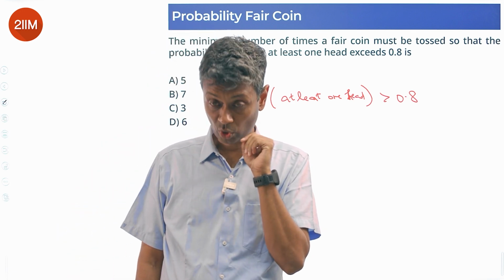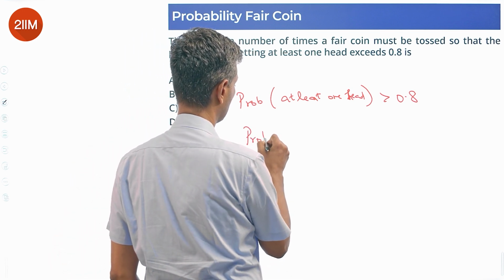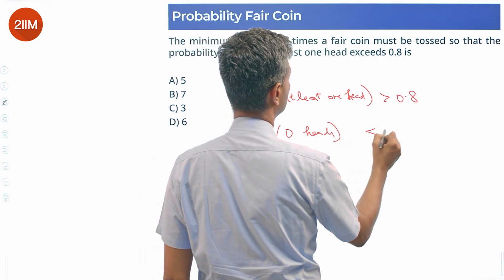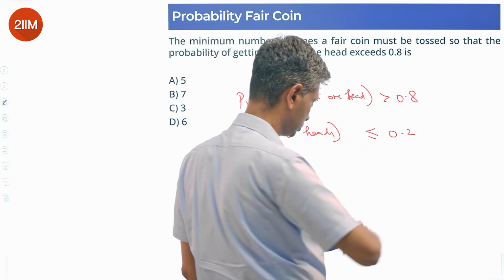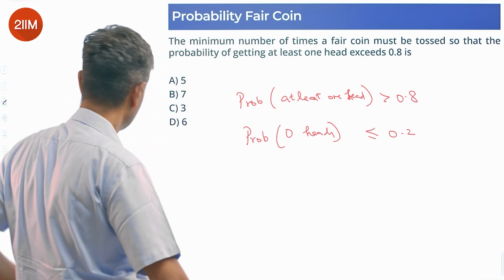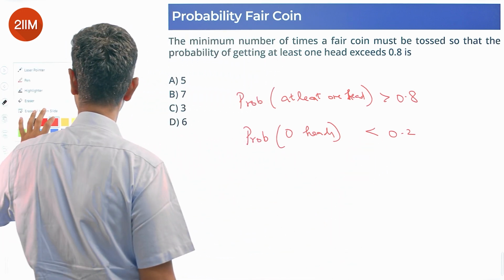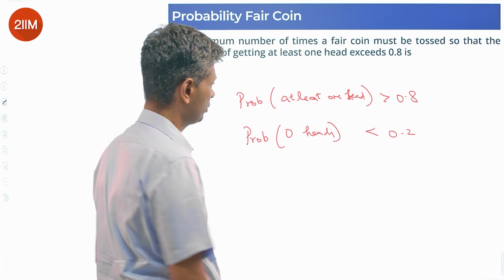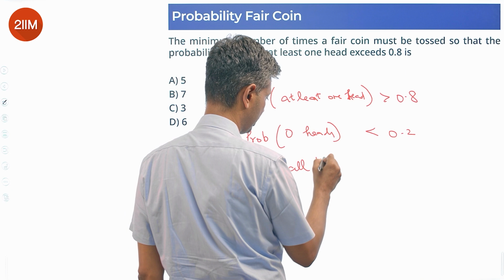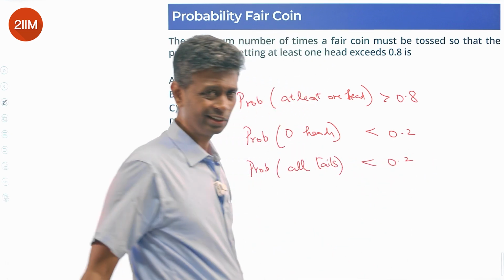Or probability of getting 0 heads is less than or equal to 0.2. Not less than or equal to, only less than. What is probability of 0 heads? Probability of all tails less than 0.2. Now it is very simple.